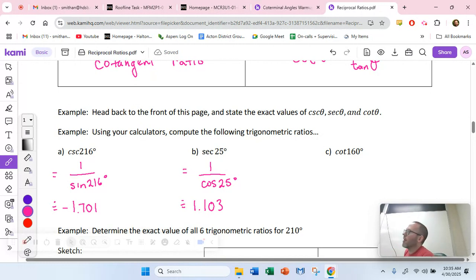Can you guys do the cotangent of 160 using a similar strategy? I'll wait like 20 seconds and then play catch up.